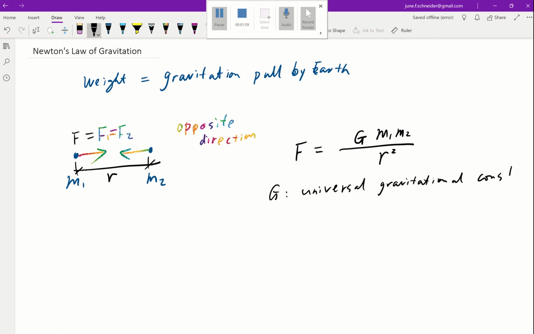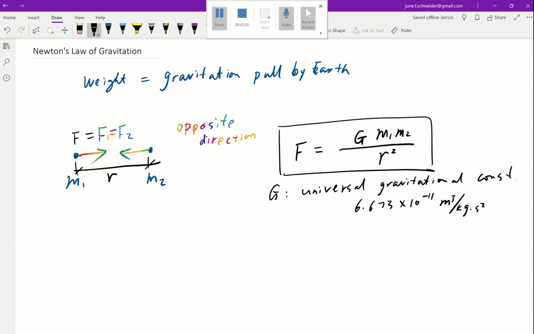Since it's a constant, it's going to have its own value. It's 6.673 times 10 to the negative 11 meter cubed per kilogram per second squared. Well, we don't need to remember this one. It's going to be available to you. Okay, so knowing that, that's going to be the formula that captures Newton's law of gravitation.